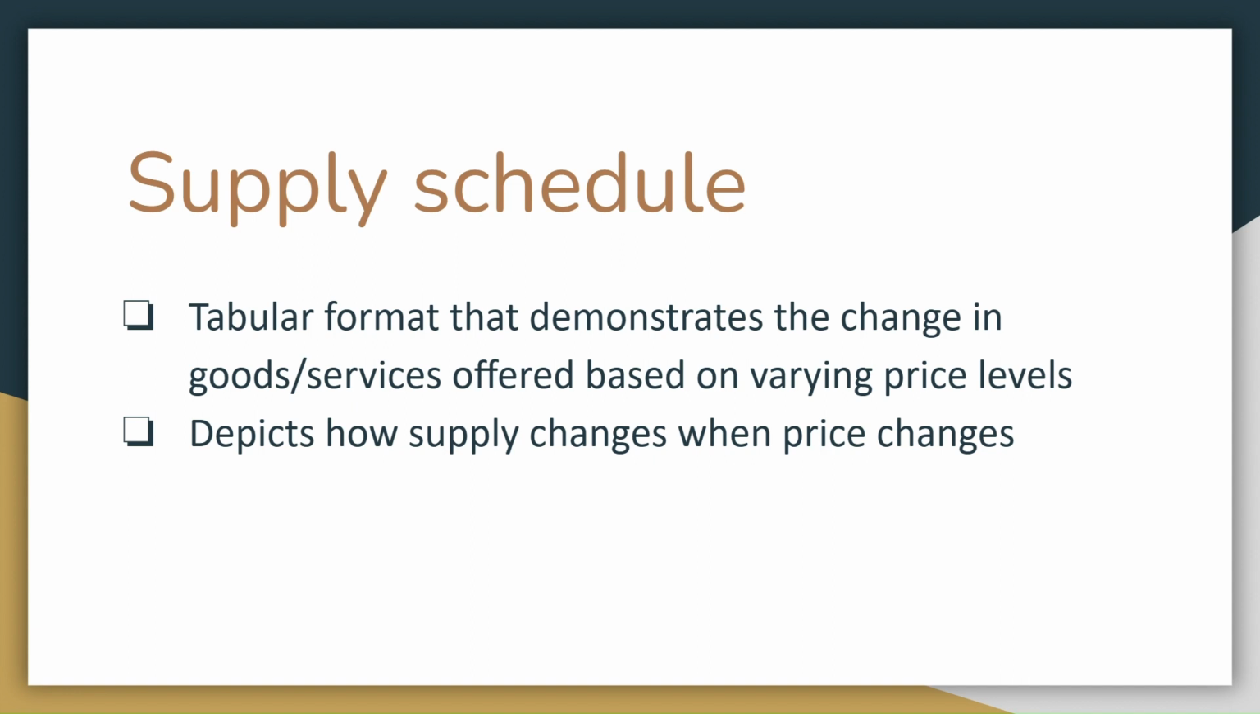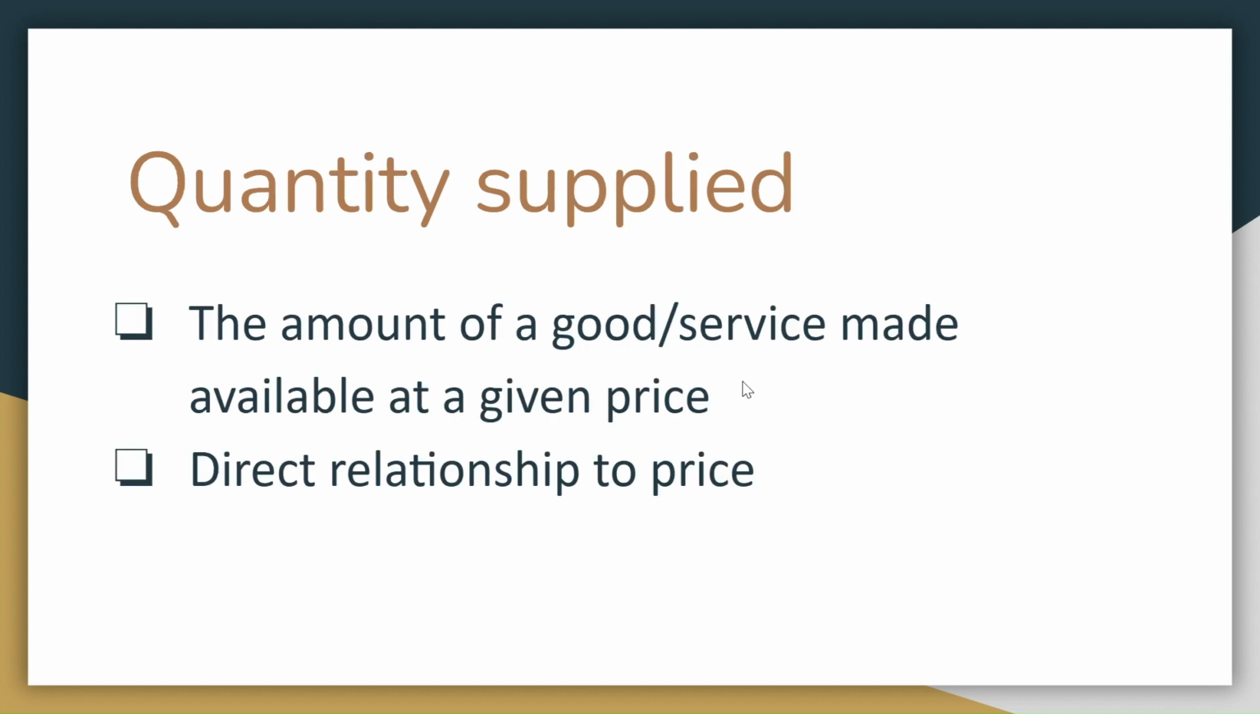So obviously, when a price goes up or down, the suppliers aren't going to keep the same amount of things supplied, because then they would most likely lose profit if they are not at equilibrium compared to the price, which goes into quantity supplied, which is the amount of goods and services made available at a given price. So how much of something, like before, is offered based on its relationship to price.